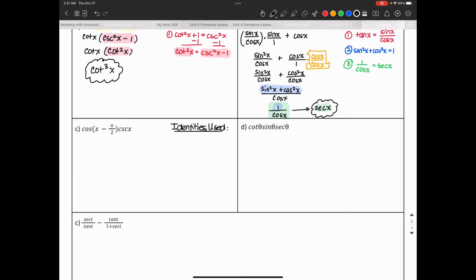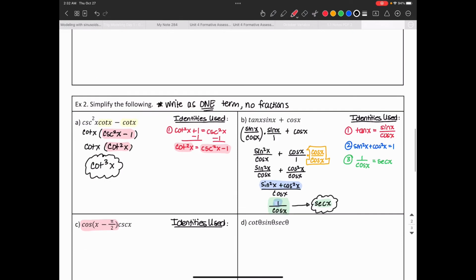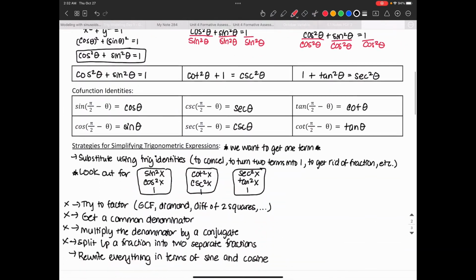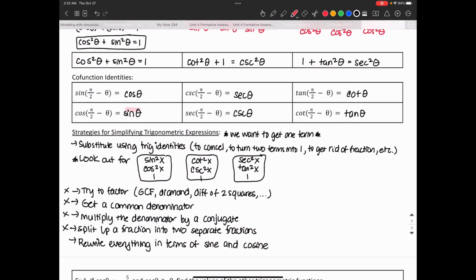First, I'm going to look at this expression and see what it looks like, what I can do with it. Well, I have cosine of x minus pi over 2 times cosecant of x. That looks kind of familiar to me, so I'm going to look back at my trig identities. If I go up here, it looks like cosine of pi over 2 minus theta is equal to sine of theta. So that's what it looks like.